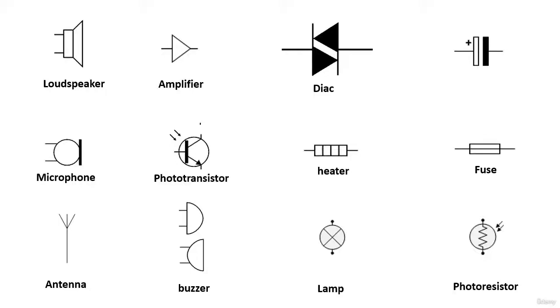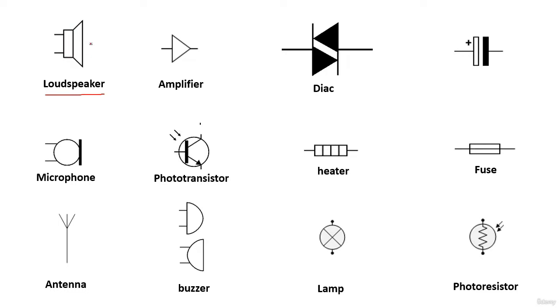Hi, in this lecture we're going to see address symbols. We have about 12 symbols that we're going to see. The first symbol is the loudspeaker, or speaker, as you see here. Let's choose the pen over here. This is the loudspeaker, and this is the symbol of it.